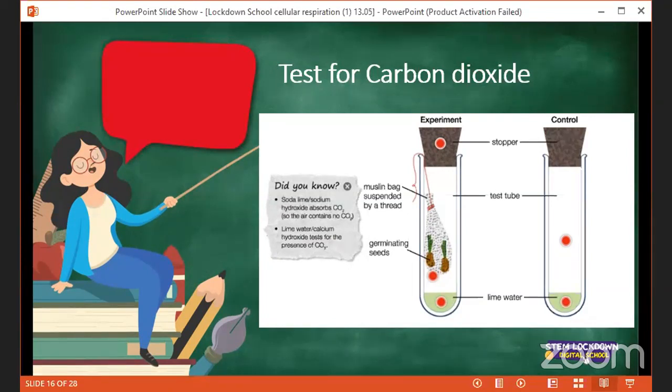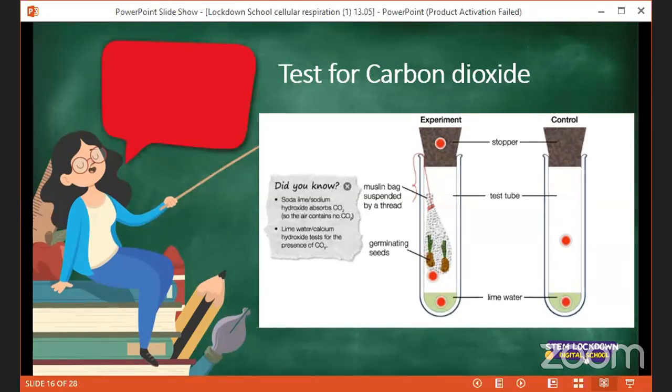All right. And all of these materials have a reason as to why we're using them, and I'll just go through it with you guys now. Then in the control test tube, we basically have our stopper, the same one that we have in the experiment. We have the same amount of lime water as in the experiment test tube, but the only difference is that we don't have what? We don't have germinating seeds in the muslin bag. Okay, so I hope you guys can see that.